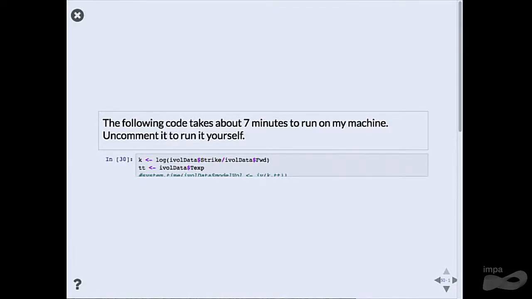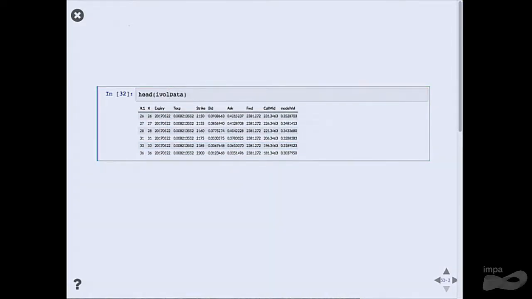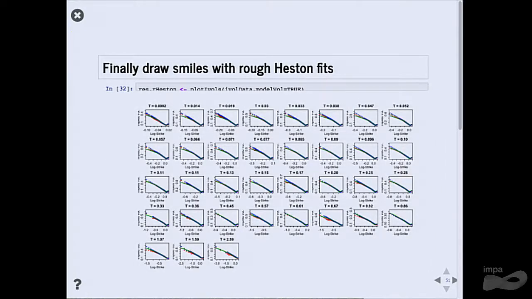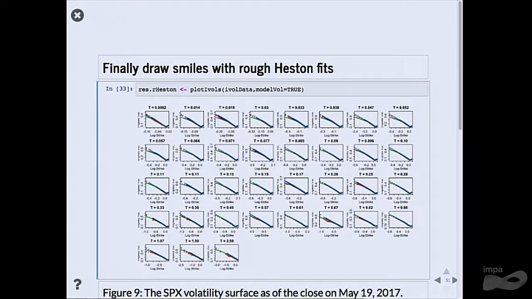Right, so now we're not going to run this because it takes too long. So I'm going to cheat and use data that I already computed. You can see I've already populated this column here with a computation that took me 7 minutes to run. And then finally, we can superimpose the model smiles on the actual smiles. And unless you have X-ray vision at the back, you're not going to be able to tell the difference between these two. So the least that we can say is that, big picture, the rough Heston model fits the vol surface amazingly well. But we can't tell a lot from here.